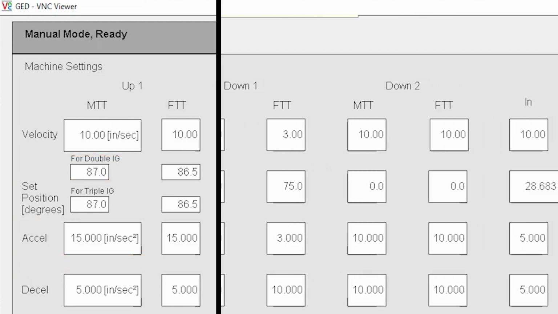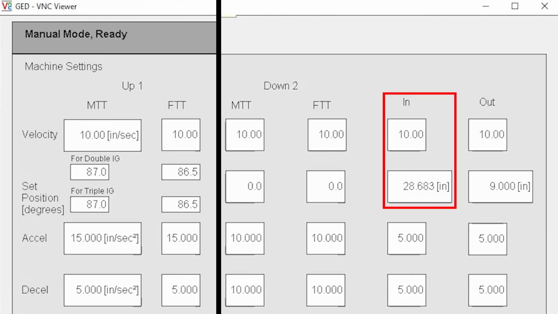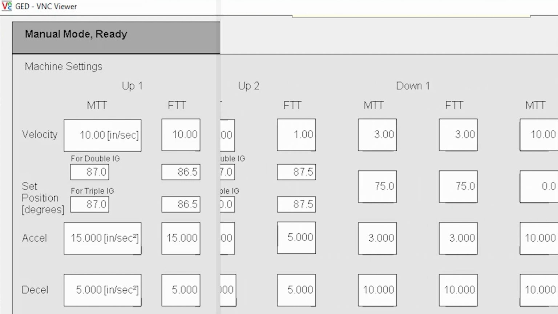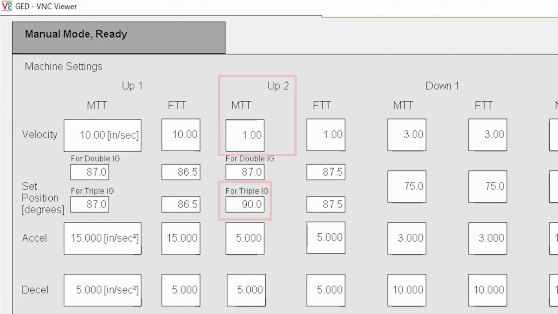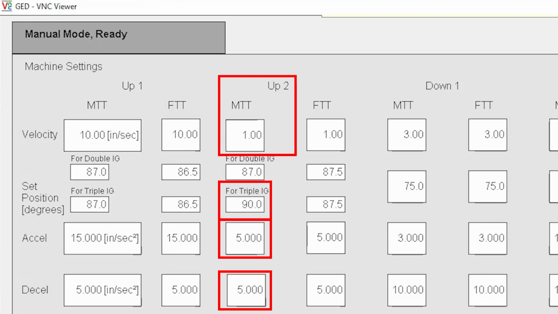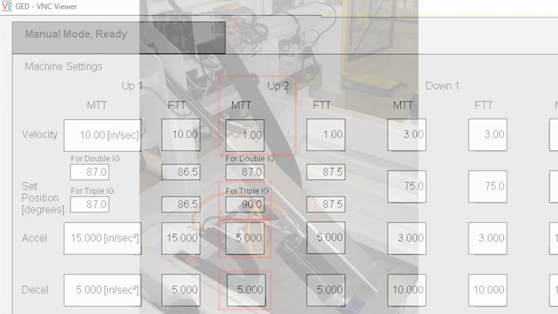After the table is up to position 1, move the shift cylinder to a position of 28.683 inches at a velocity of 10 inches per second, with an acceleration and deceleration of 5 inches per second squared. After the table is shifted in, move the moving tilt table to its second up position of 90 degrees at a velocity of 1 inch per second, with an acceleration and deceleration of 5 inches per second squared.